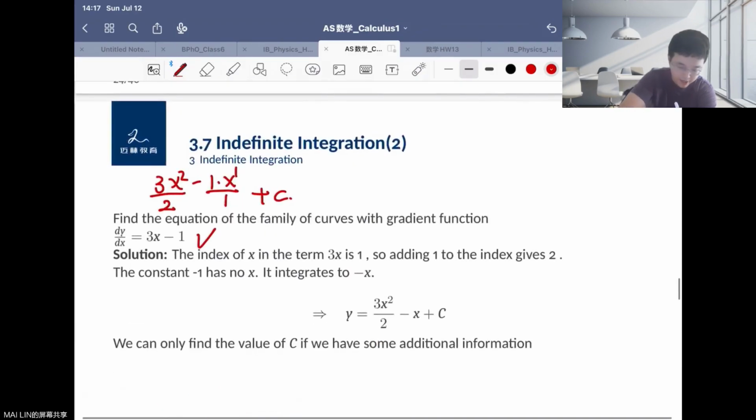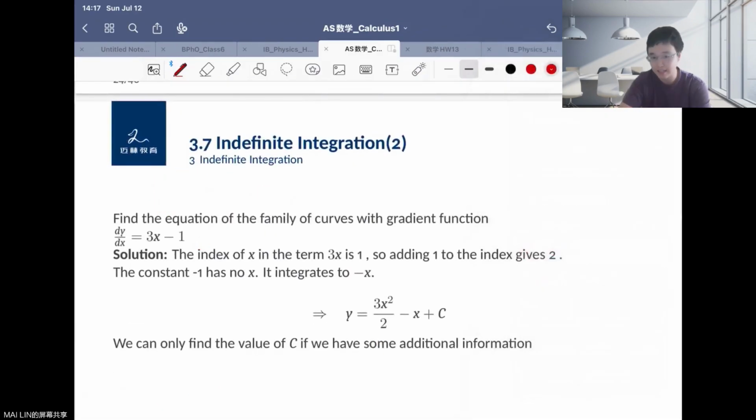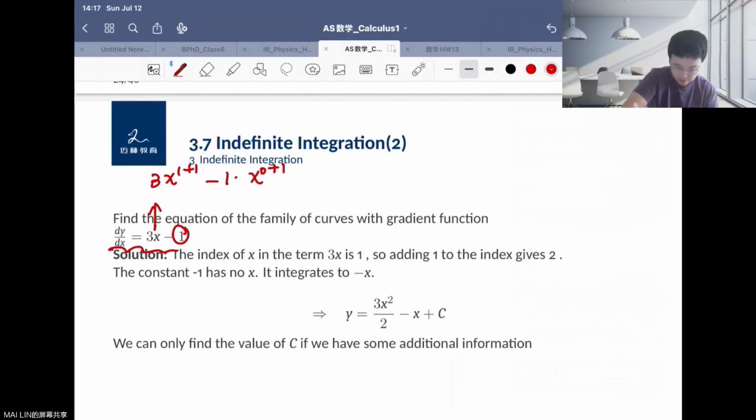So here we have dy over dx equals 3x minus 1, right? So we can say for this step, each part of it, we try to first add 1 to its power. So 3x can be considered as 3x to the power 1, plus 1. And minus 1 can be considered as minus 1 times x to the power 0, right? X power 0 and plus 1, and then plus a c, right?